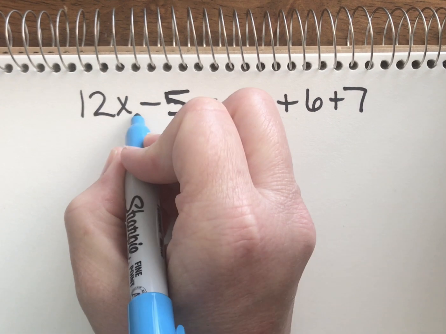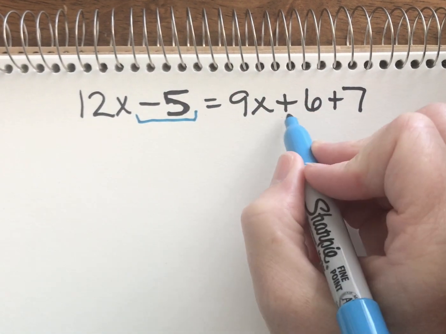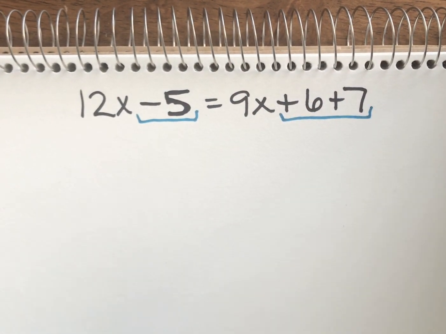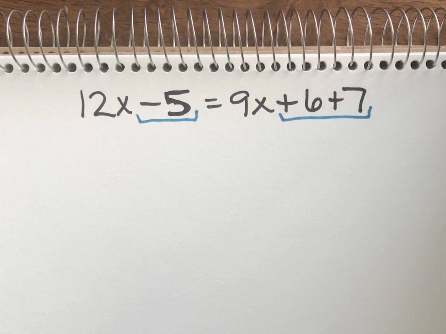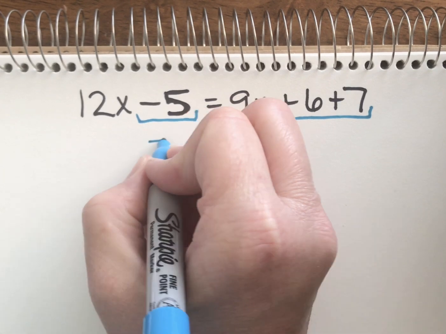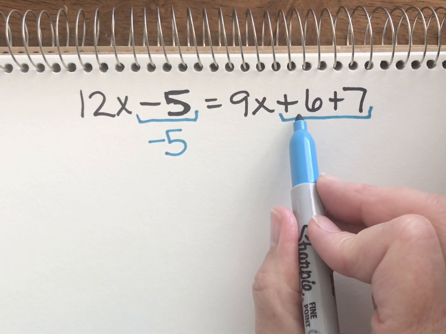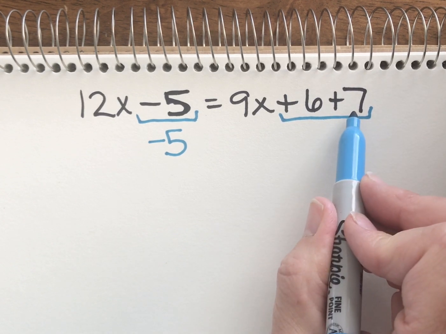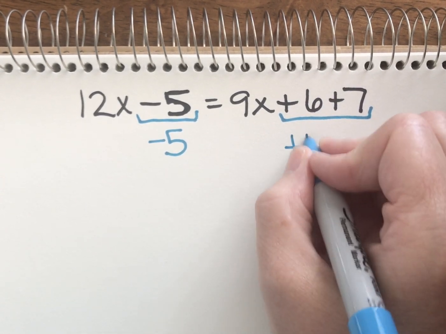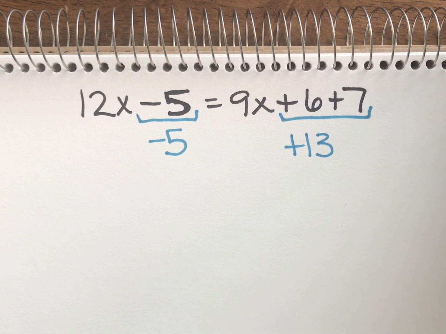I'm going to mark all of my constants, all of the number terms, in blue, and I'm going to see what I can combine on each side of the equal sign. On this side, I just have 1 minus 5. On the other side, I have a positive 6 and a positive 7. So I'm going to combine those and get positive 13.